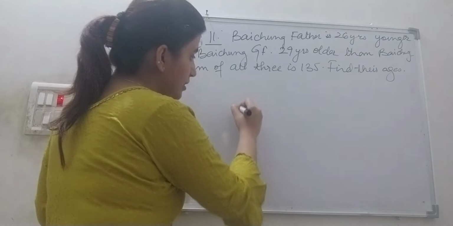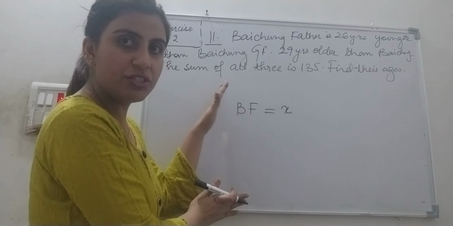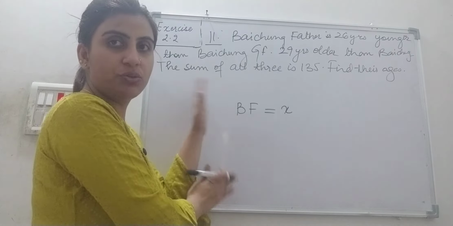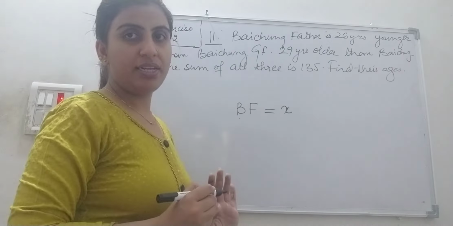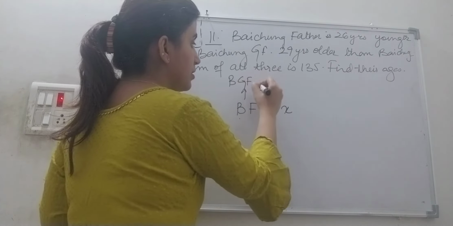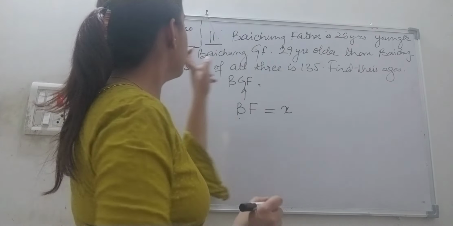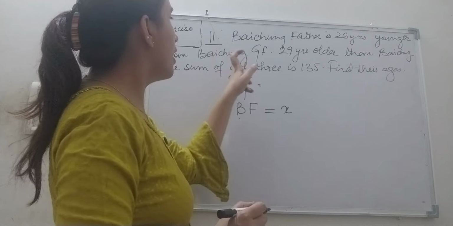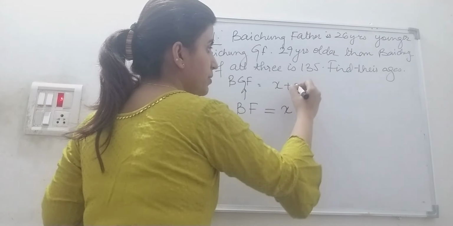So I will take Bachung's father as x. You don't have to write this part which I am writing now, I will tell you what to write. Bachung's father's age I am supposing as x. Let us go up, Bachung's grandfather. Father is 26 years younger than Bachung's grandfather, so grandfather's age will be x plus 26.